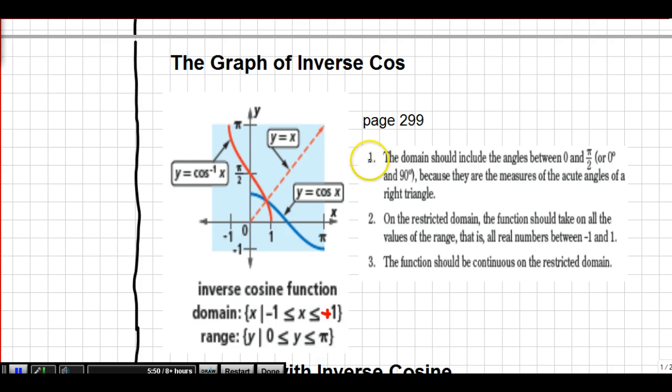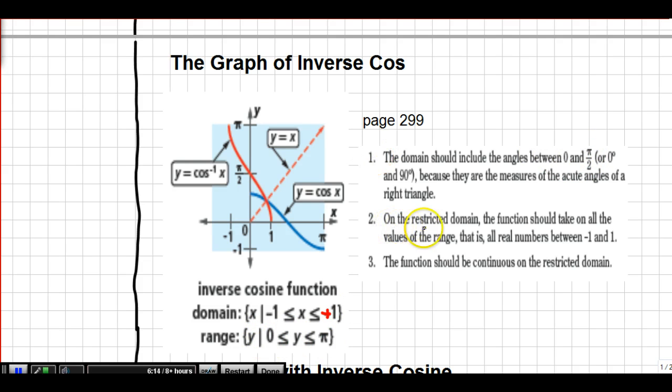When you do a restriction, there are 3 things to keep in mind. These are directly from your textbook. The domain needs to include values between 0 and 90, because those are the measures of acute angles of a right triangle. And whenever we're working with sine, cosine, and tangent, we always want to be working with right triangles. Our domain here goes from 0 to pi, so we're well within covering number 1.